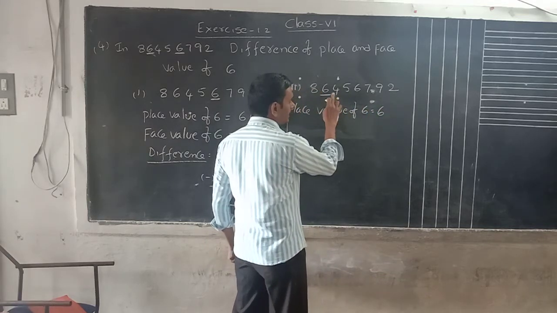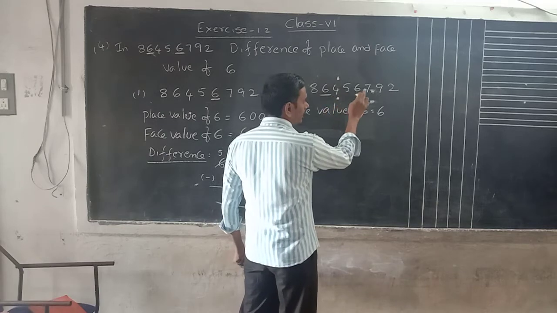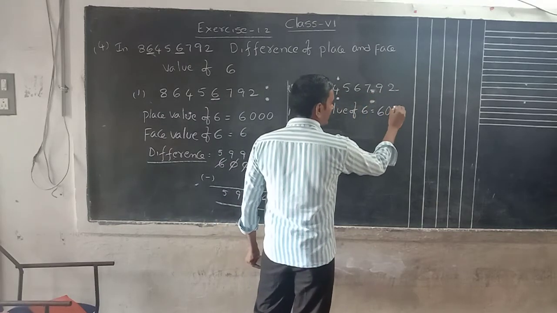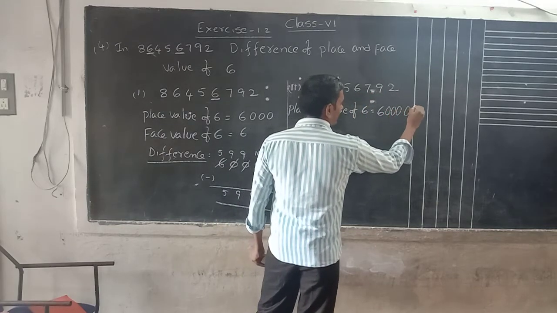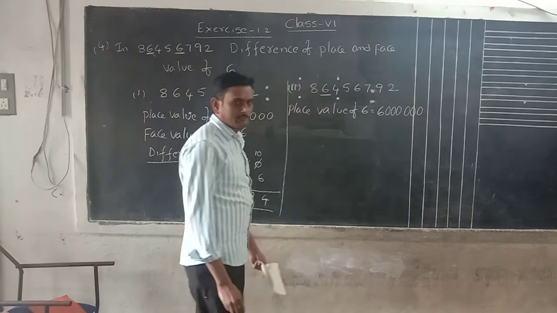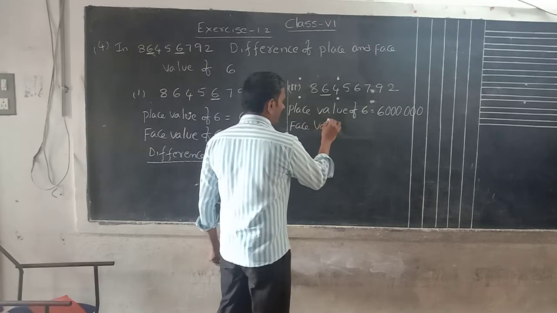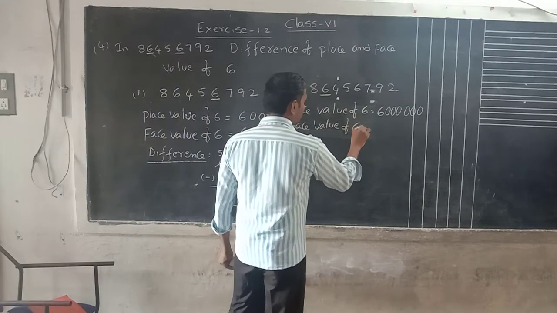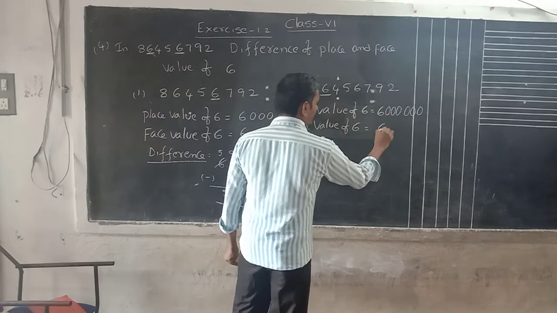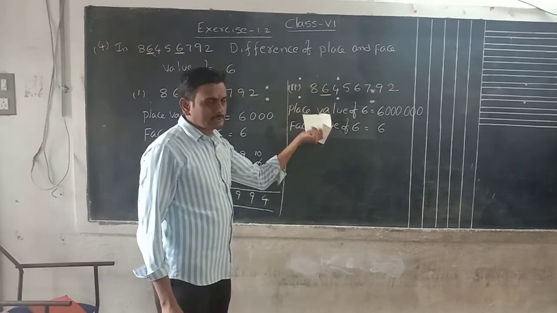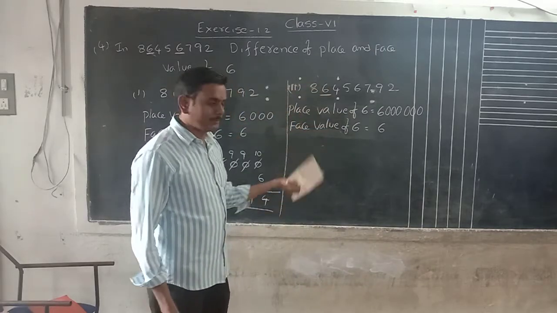Place value of 6 equals 6 with zeros. How many digits are there after the 6? 1, 2, 3, 4, 5, 6. Six zeros are written. Next, face value. Face value of 6 means 6 only. Here 6 means 6; any other number would mean that number.